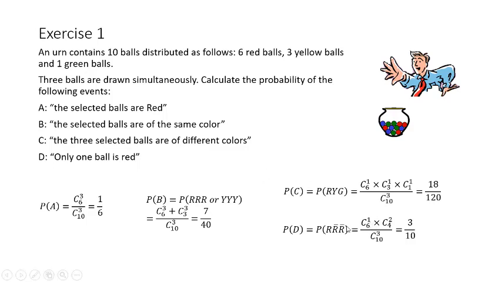Not like successively. Okay? So the first ball is red: C1 out of 6. The second and third balls are not red. Not red is 3 plus 1, 4, so C2 out of 4. Here some students take cases, like red yellow yellow, red yellow green, but this is the easiest way. And the answer is 3 over 10 using the calculator.